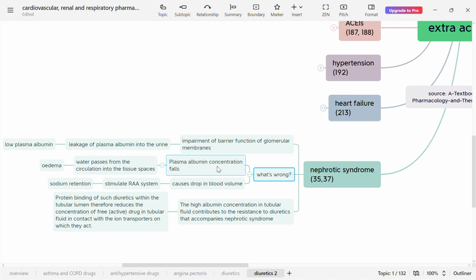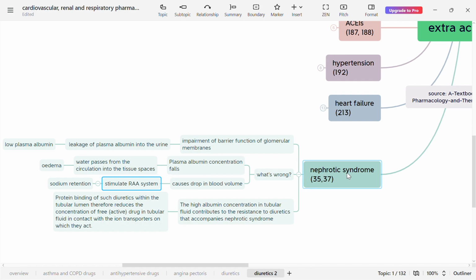When the plasma albumin concentration falls, water will pass from the circulation into the tissue spaces, and this condition is called edema. So when edema occurs, it will cause a drop in our blood volume. So a decrease in blood volume will cause stimulation of the RAA system. This is the renin, angiotensin, aldosterone system, which will help to retain the sodium and also retain the water in our body to increase the blood pressure.